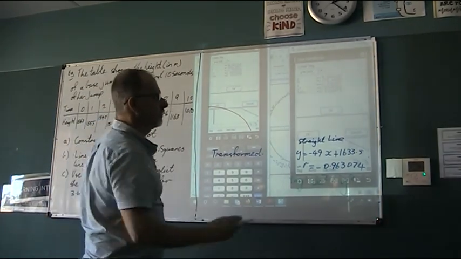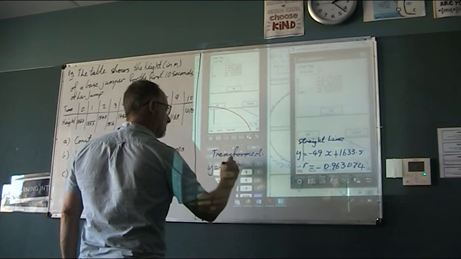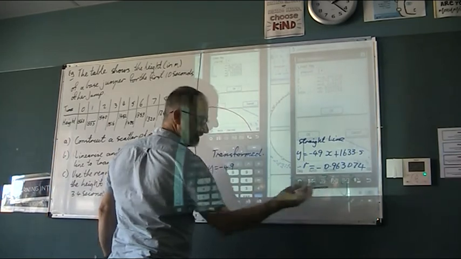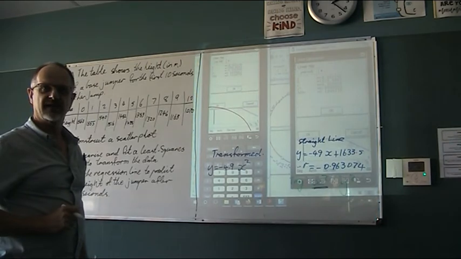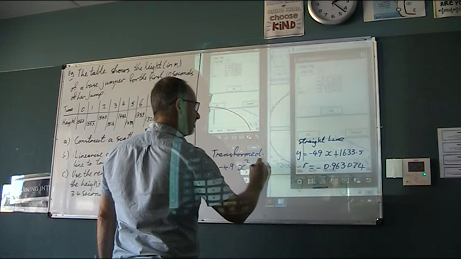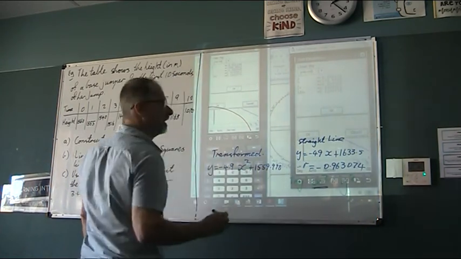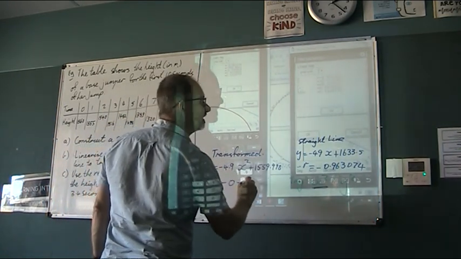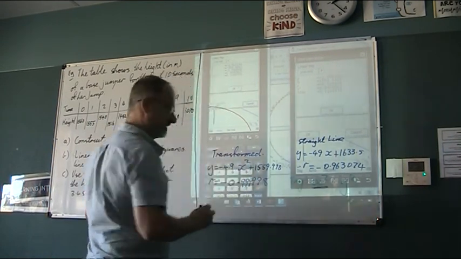So our transformed, our A is negative 4.9, so Y equals negative 4.9. Now here it refers to it as X, but remember we squared it, so it's X squared this time. So that was our list 1, list 4, it's there, plus 1559.998. And our R is negative 0.999998.